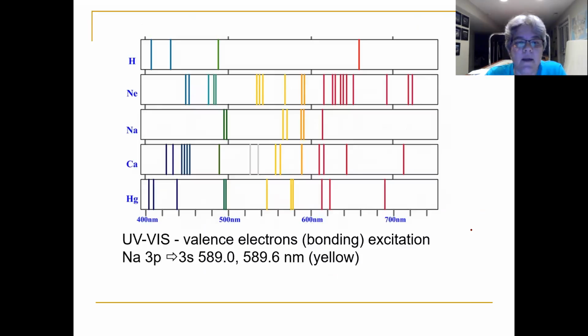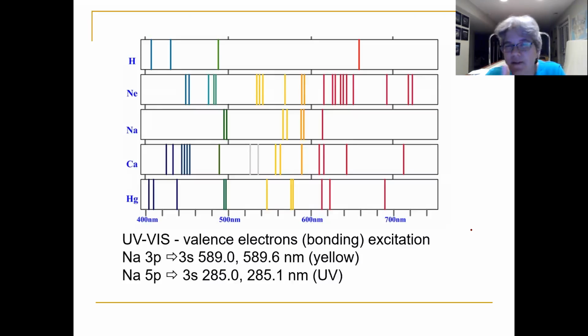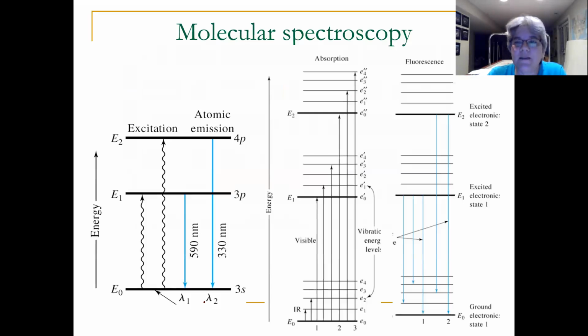All right. Oh, and by the way, each one of these lines can be assigned, like the line at 589 nanometers. We know that's a 3p electron going down to 3s. We won't worry about that. It's complicated, but they can actually determine what each one of those lines, what the transition is. Okay, now let's go back to molecular spectroscopy.